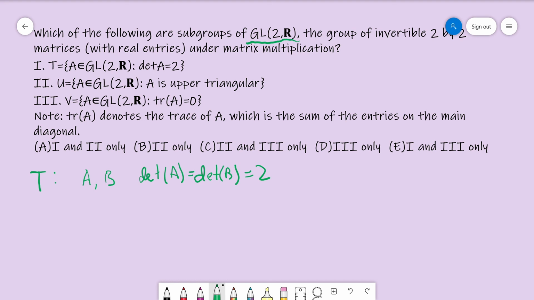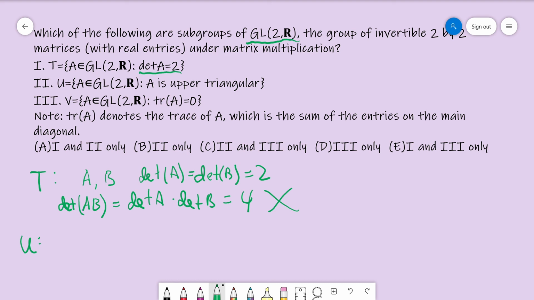Well, if you take the product A times B, and you take its determinant, well, we know from properties of determinants that this is equal to the determinant of A times the determinant of B, which will give us, in this case, 4. So this cannot be a subgroup because the product of these two elements of the group won't be in the set. It's not closed under matrix multiplication because the product doesn't satisfy the criterion that the determinant has to equal 2.